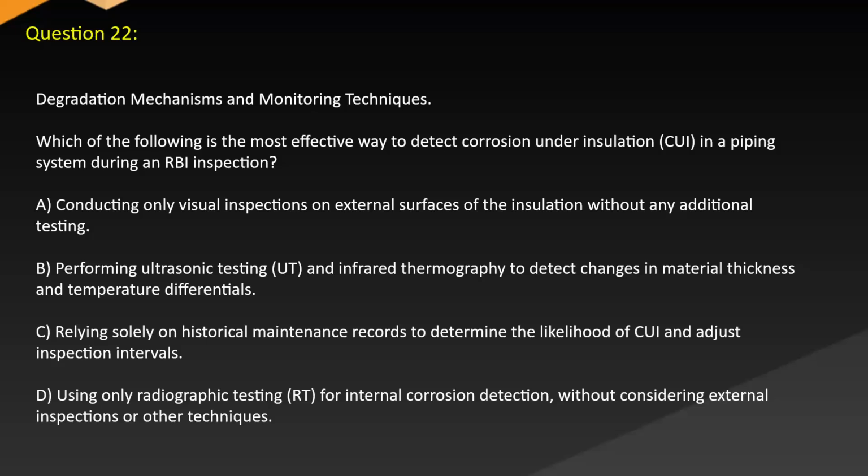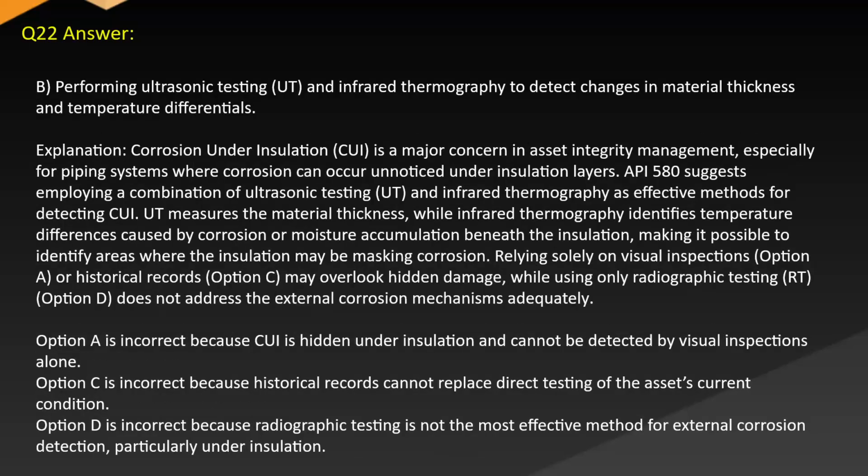B. Performing ultrasonic testing and infrared thermography to detect changes in material thickness and temperature differentials. C. Relying solely on historical maintenance records to determine the likelihood of CUI and adjust inspection intervals. D. Using only radiographic testing, RT, for internal corrosion detection, without considering external inspections or other techniques. Answer: B. Performing ultrasonic testing and infrared thermography to detect changes in material thickness and temperature differentials.